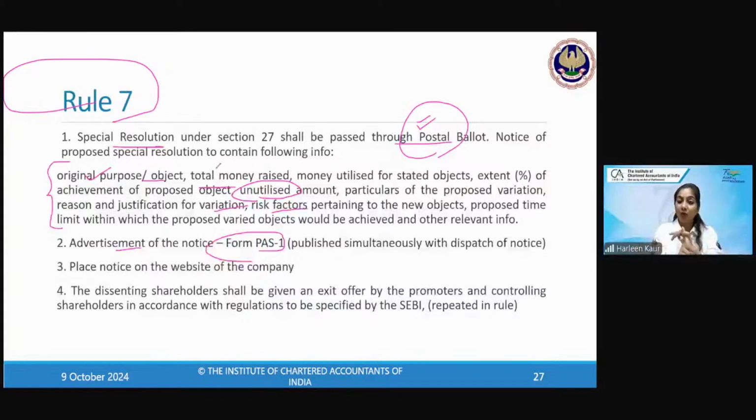So the PAS1 form will be used for the advertisement, which you send along with the special resolution for the notice. Also, the notice will be placed on the website. Dissenting shareholders shall be given the exit form. This is all your section 27.